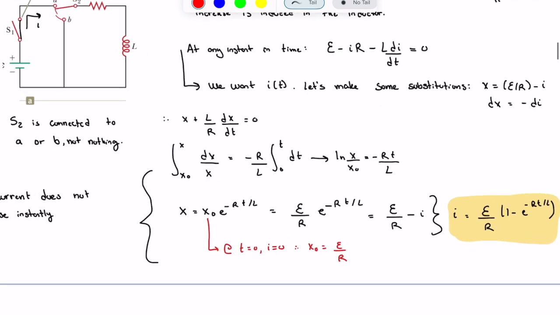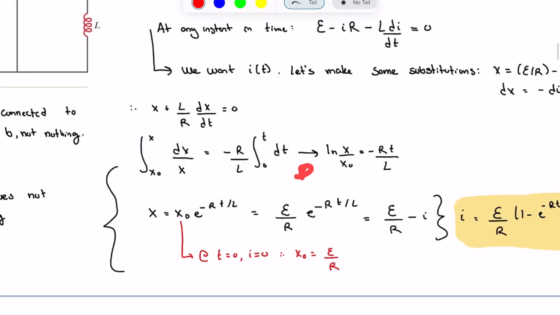So now, if we were to do the exponents, we do e to the power of ln, that disappears, so we just get x divided by x naught, and then e to the power of negative Rt over L, that sticks here, and we get this. So this is our answer.